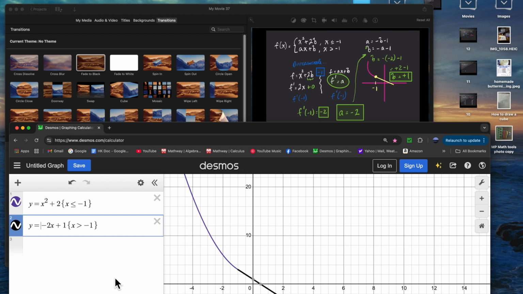Okay, before we finish this video, I can't resist going to Desmos to show this graphically. Here, when x is less than or equal to negative 1, we have the graph y equals x squared plus 2b. We already determined that our b value is 1, so our graph is y equals x squared plus 2. That is shown here. Here to the right of x equals negative 1, namely when x is greater than negative 1, we have the following function, y equals negative 2x plus 1. That's because we determined that a was negative 2 and b was positive 1.